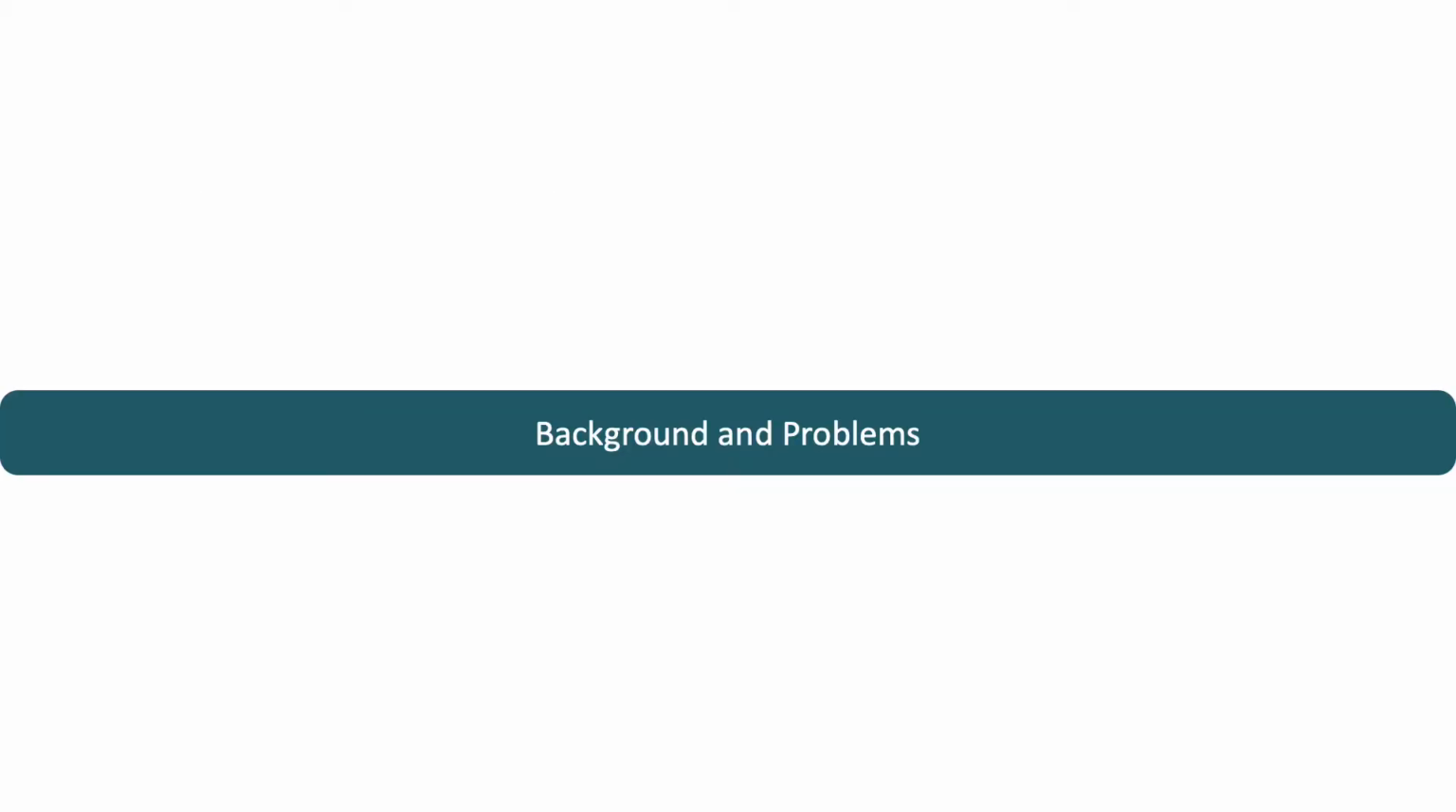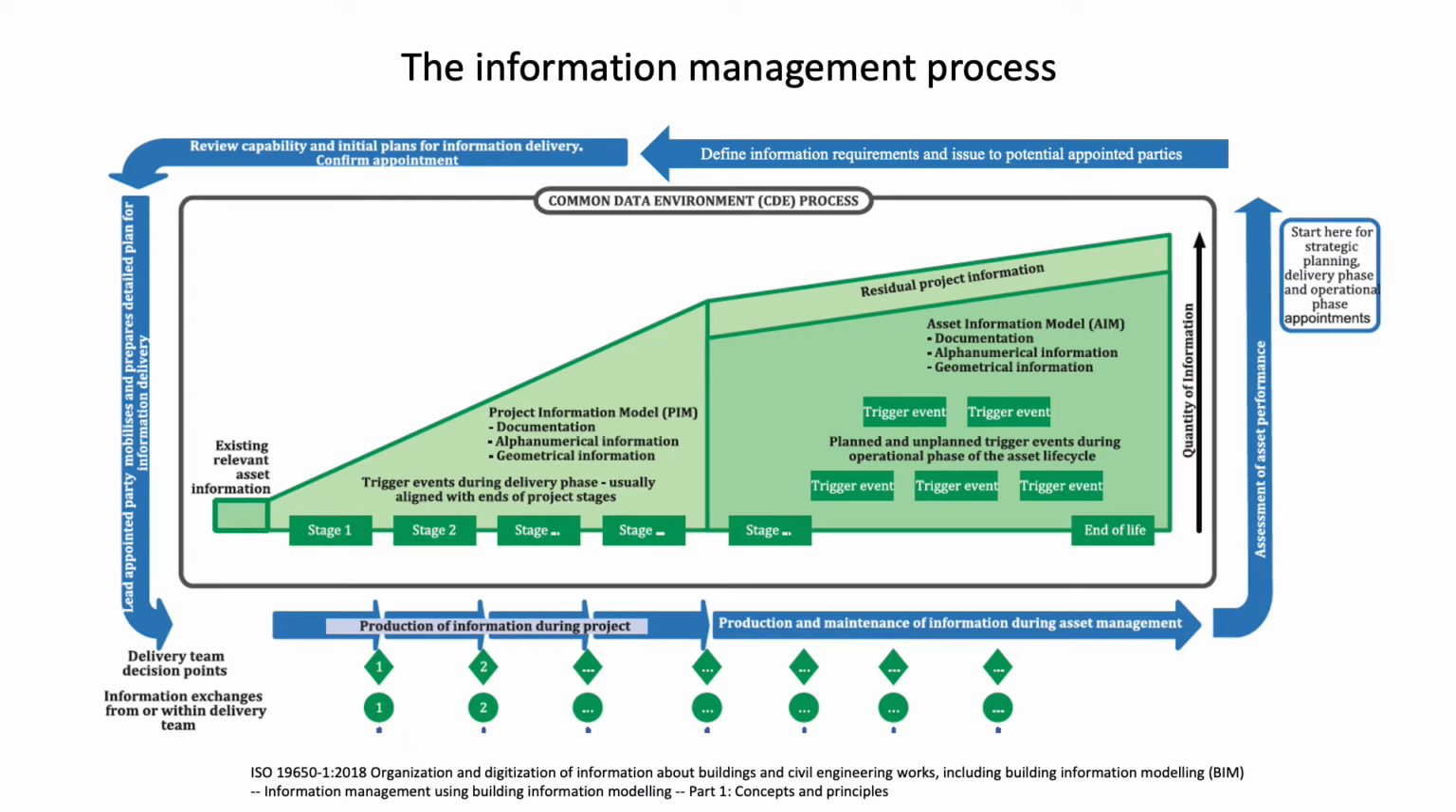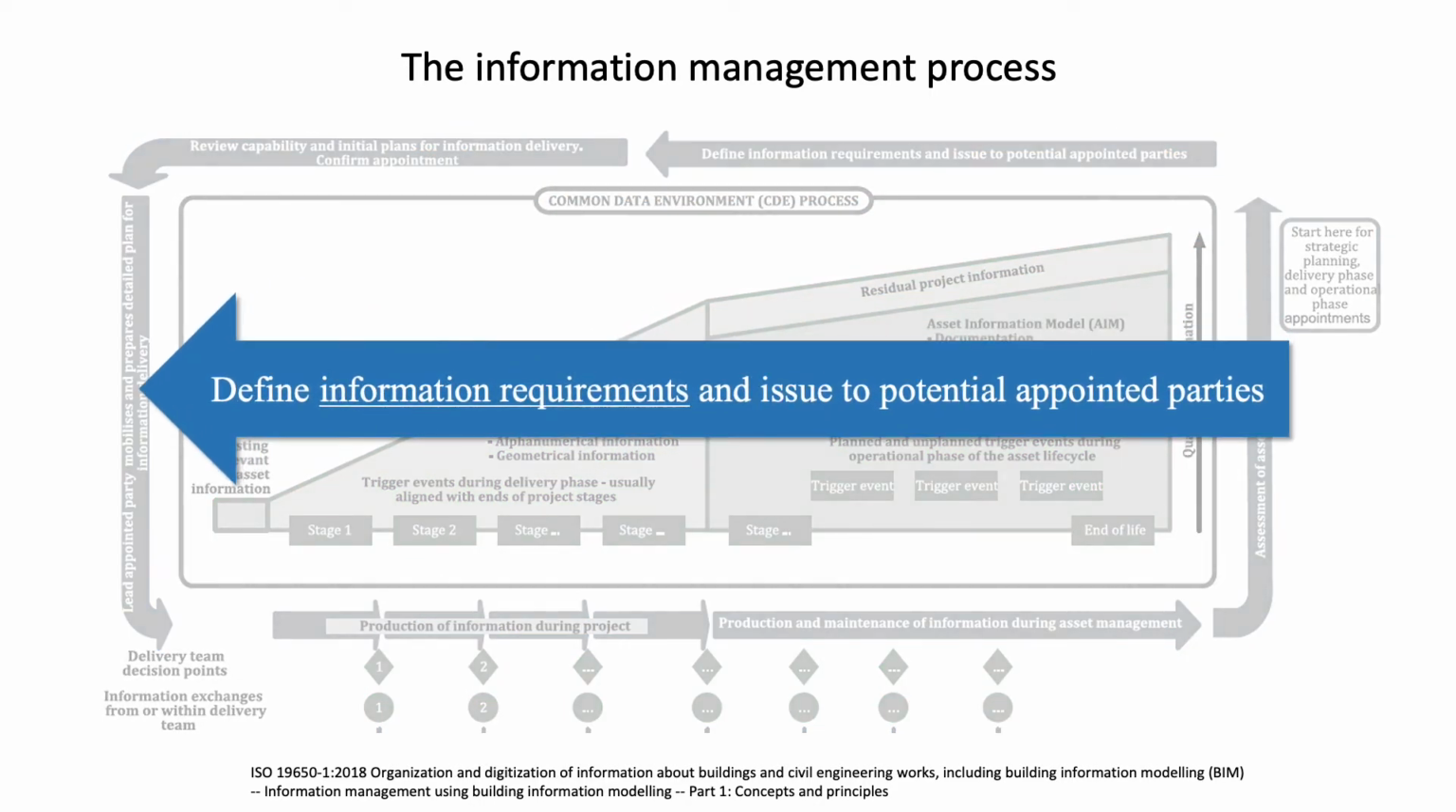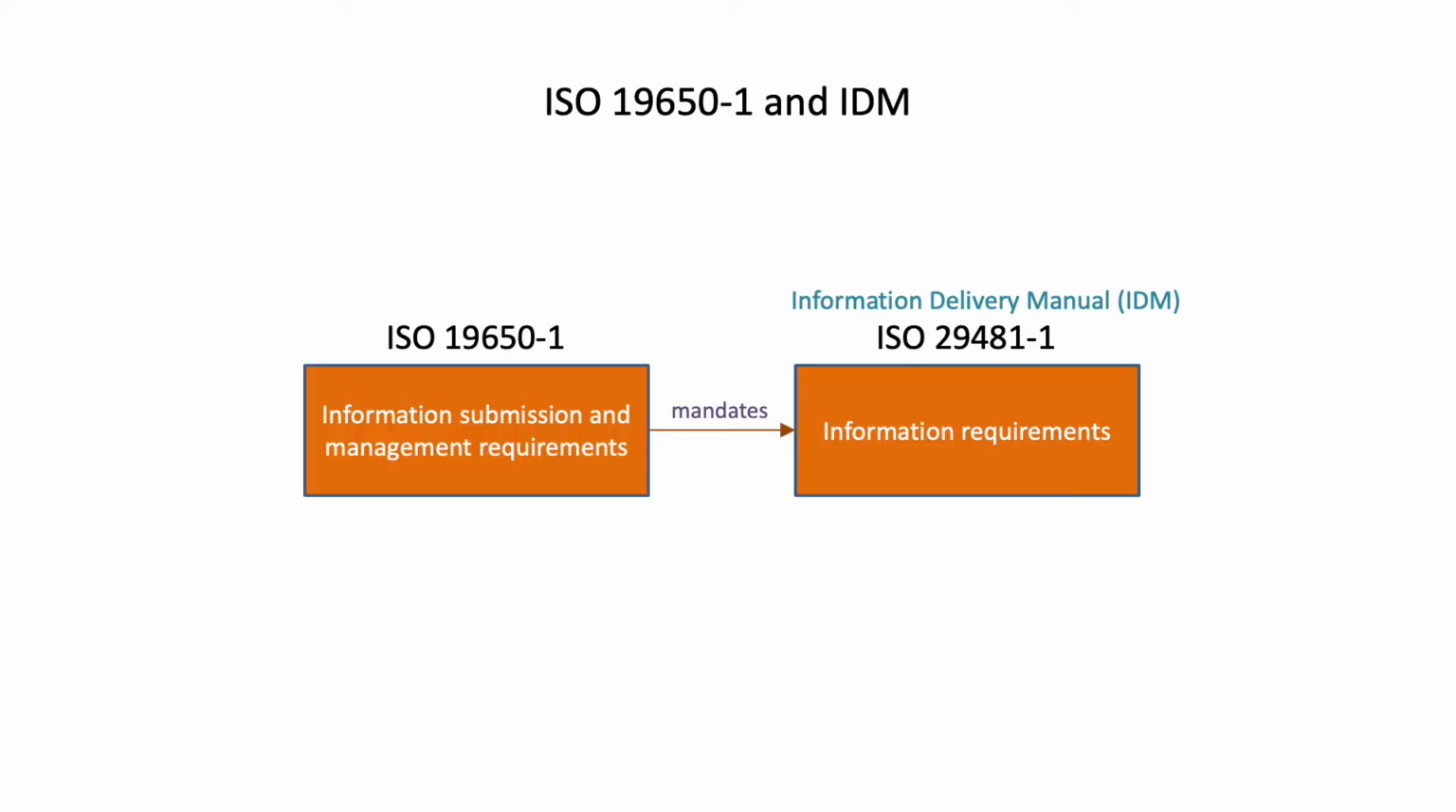Background and problems. ISO 19650 Part 1 defines the information management process. It defines information requirements and issue specification as the first step of the information management process. ISO 29481 Part 1 Information Delivery Manual, IDM, is the standard that specifies the method to define information requirements.